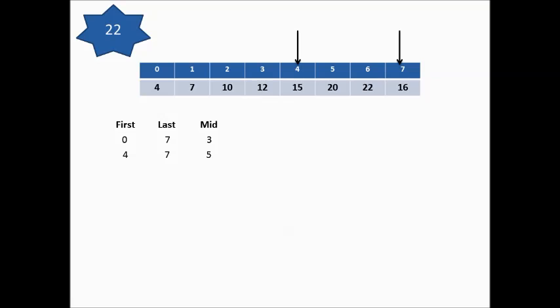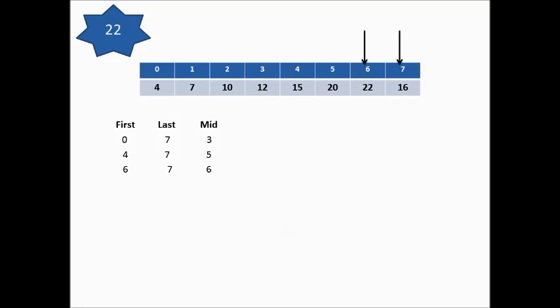So according to the binary search, what now happens is first must become mid plus 1. So first becomes 4, last stays 7. And how do we calculate mid? It's 4 plus 7 divided by 2. So mid is now 5. So we say, is 22 at position 5? So clearly 22 is not at position 5. It is greater than the 20, which is at position 5.